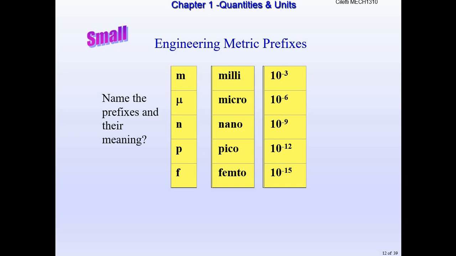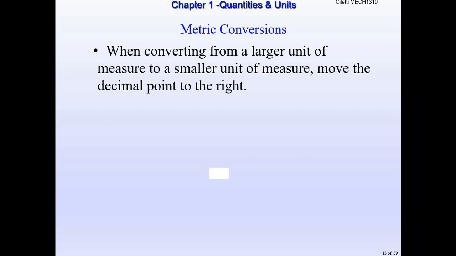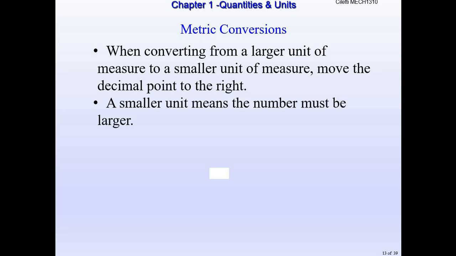So those are all the small engineering prefixes. We're going to go through and use those here in a little bit. But we need to be able to convert back and forth between a larger unit of measure and a smaller unit of measure, and we have to know which way we're moving the decimal. In this case, we're going from larger to smaller, so we're going to move the decimal to the right.